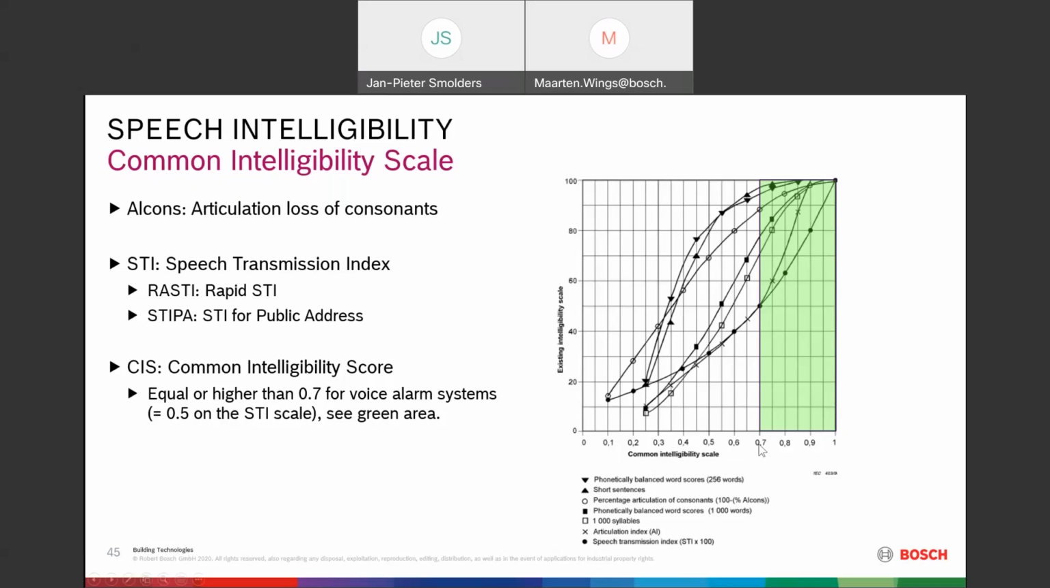You can see here in the green area above 0.7 on this scale. Following the line from the circles, which are the STI index, you can see it's at 50%. So that is 0.5 on the STI scale.